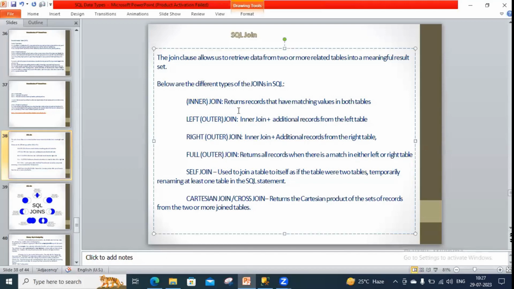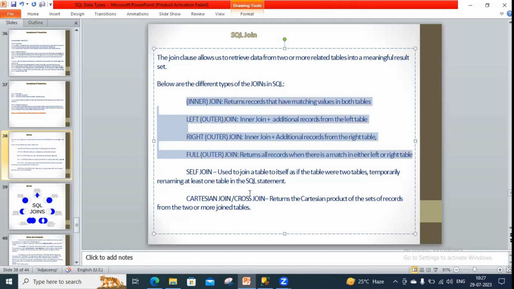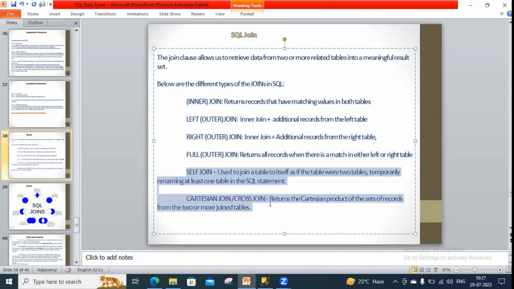So there are a couple of joins. Mostly we know about this join, and the self join and cross join. The cross join follows the Cartesian product. You know the Cartesian product, right? I'll explain it later. For these two, you do not need two tables to join; in a single table only you can follow these things. That's why, when you give a definition, we use join to retrieve data from, or combine, two or more tables to get some insightful data.